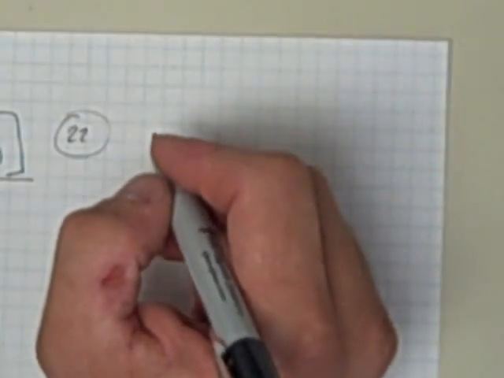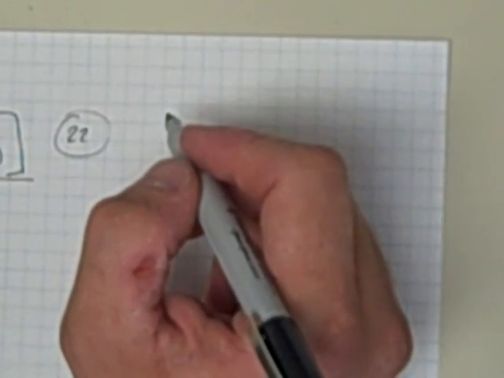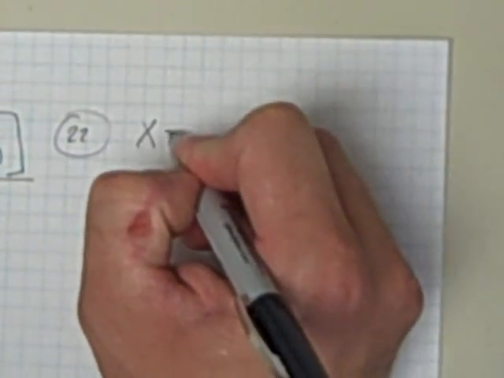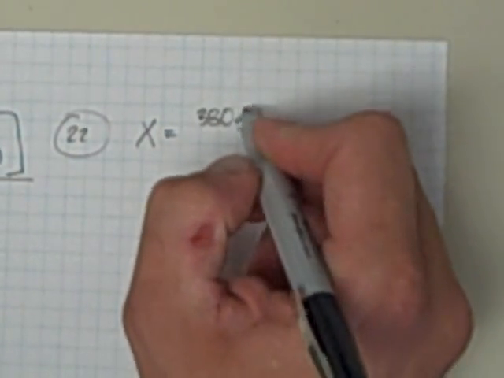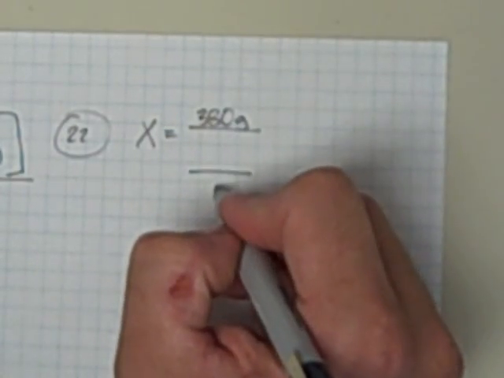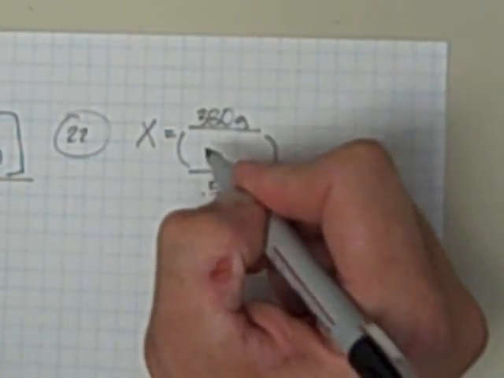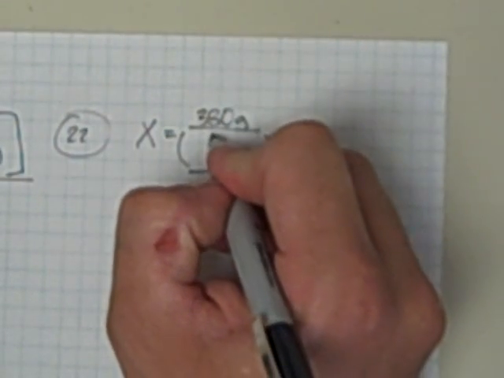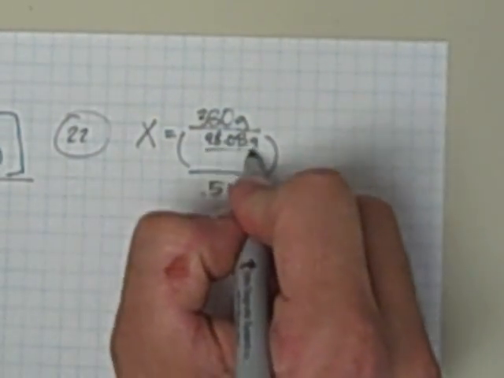So 22 says, what is the normality of 380 grams of H2SO4 in 500 milliliters of solution? So what is the normality, I don't know that, so I put X, of 380 grams of H2SO4 in 500 milliliters, or 0.5 liters. So the piece that I'm missing in here is my gram molecular weight. So I can calculate that H2SO4 weighs 98.08 grams. And then I need the valence.